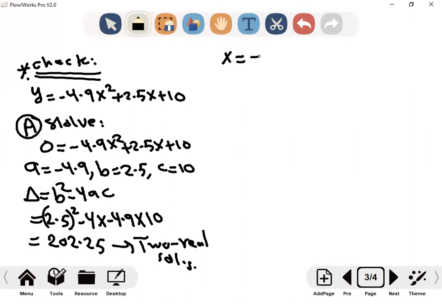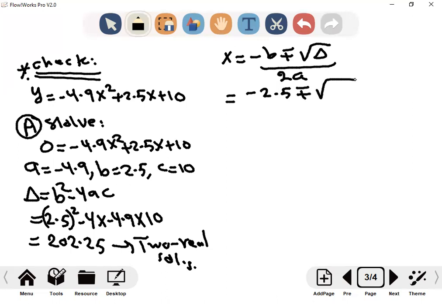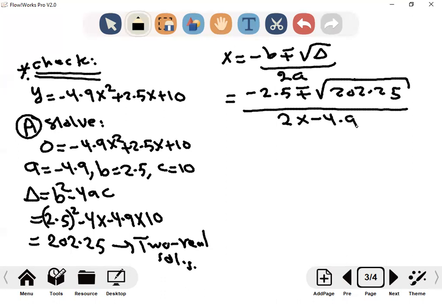x equals minus b plus or minus square root of delta over 2a, equals minus b. How much is b? 2.5. Replace b by 2.5. So minus 2.5 plus or minus square root of delta, which is 202.25, right? 202.25, all over 2 multiply a, which is negative 4.9.